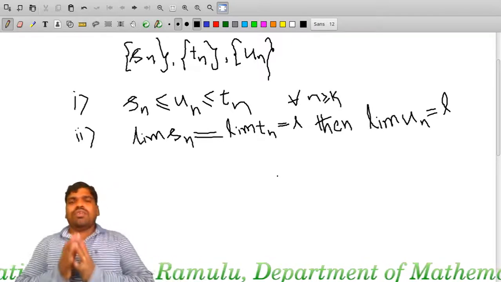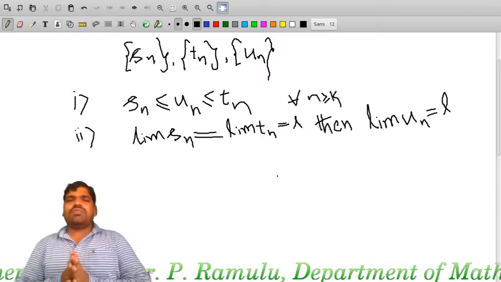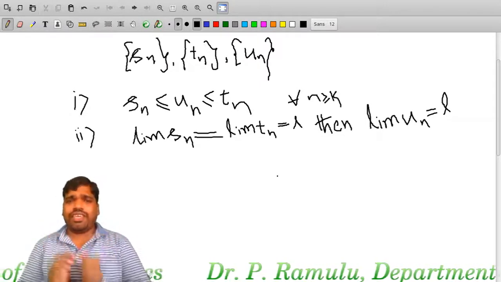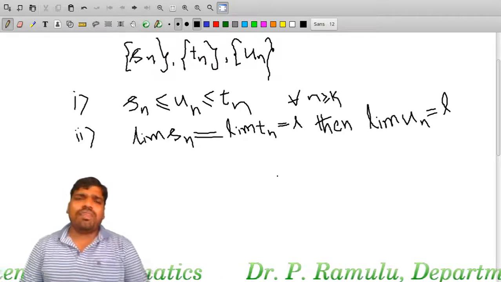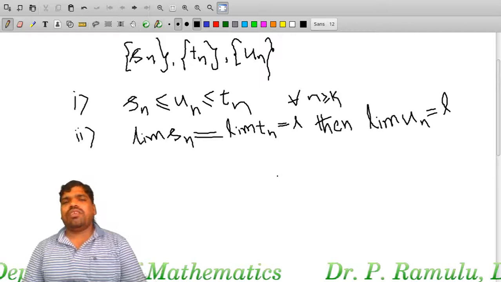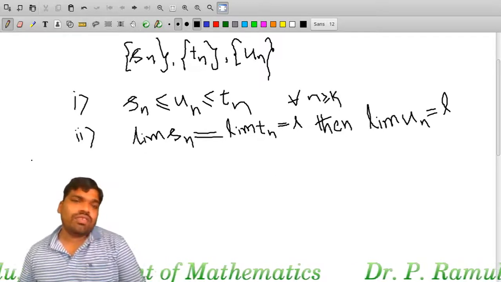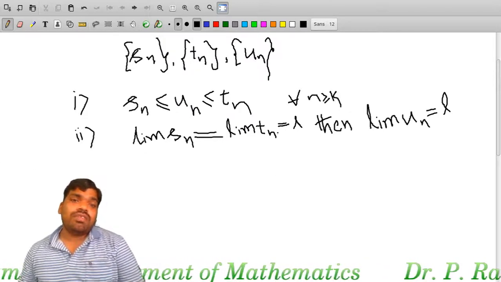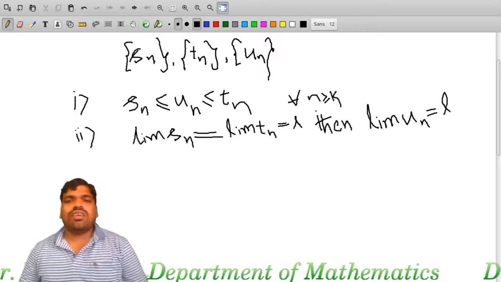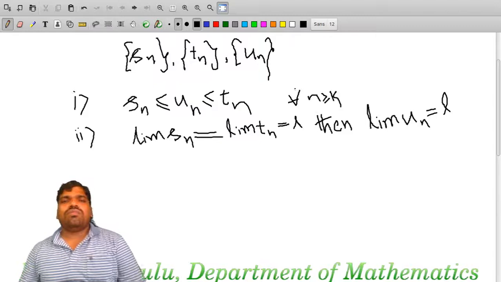That way, for finding the convergence of the sequence Un, I want to find the convergence of the other sequences Sn and Tn. If lim of Sn and lim of Tn both equal L, then lim of Un equals L. If both of these two sequences converge to the same limit, then the convergence of Un is the same. This is why the Squeeze theorem is very important, right?